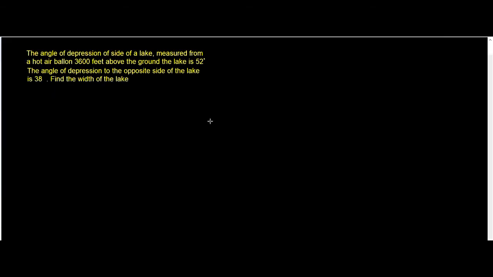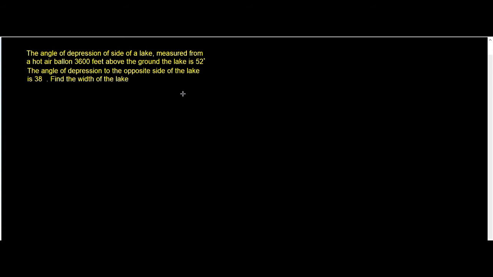Now we proceed to angle of elevation and depression. Basically, this is the application of your trigonometry. Now, the problem: the angle of depression of a side of a lake measured from a hot air balloon 3,600 feet above the ground, the lake is 52 degrees. The angle of depression to the opposite side of the lake is 38 degrees. Find the width of the lake.